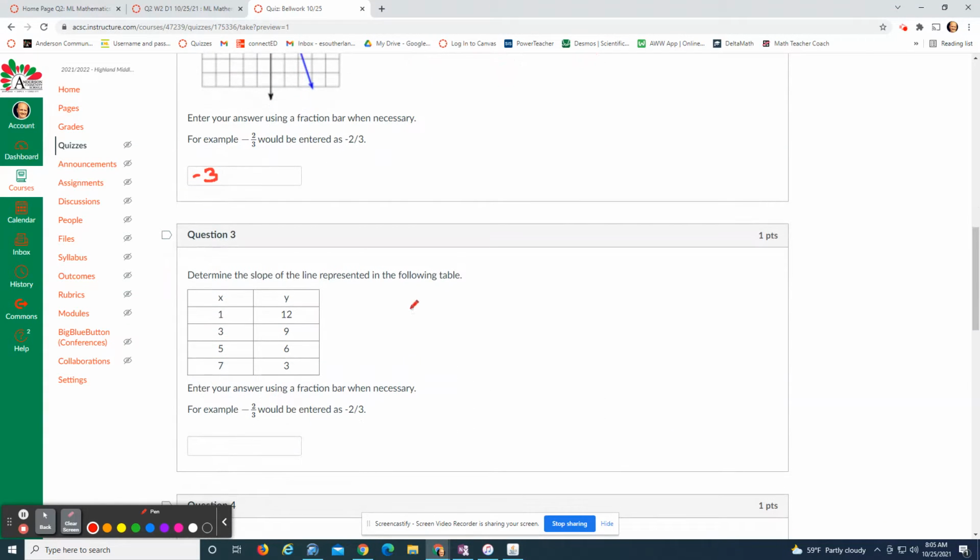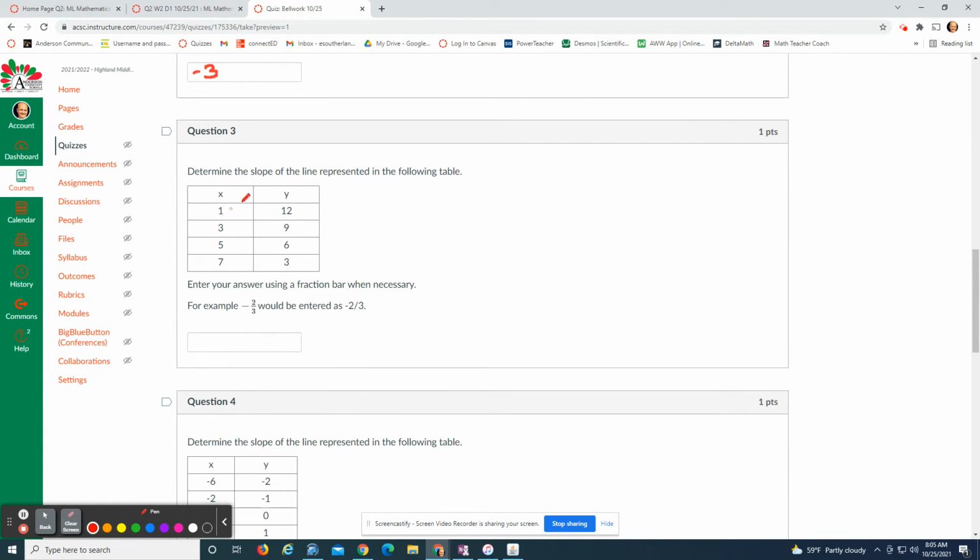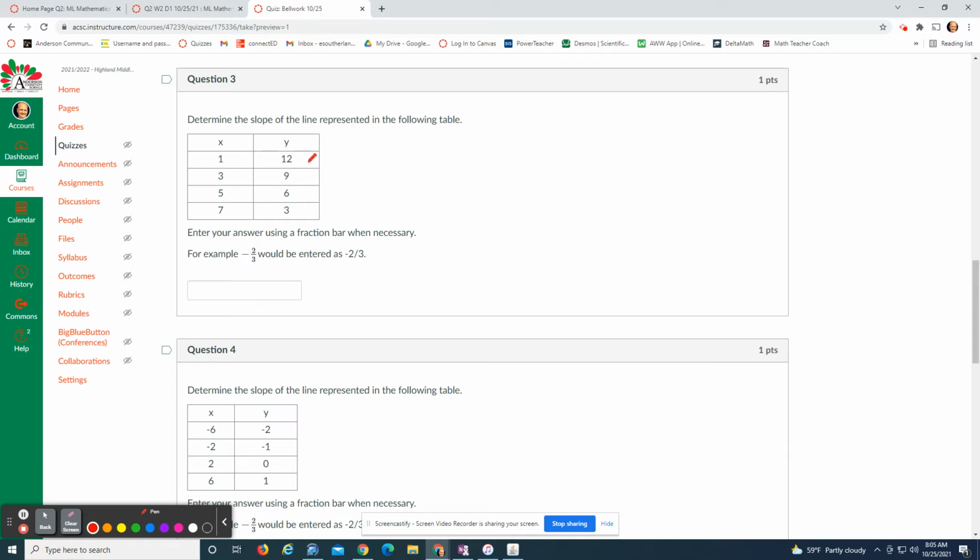Now, these are the ones that we haven't really spent a whole lot of time with. When we look at these, how do I tell which side is the rise, the X or the Y? The Y. The Y is the rise. It's the one that goes up and down. So I like to write the word rise over it and then write the word run over the X.